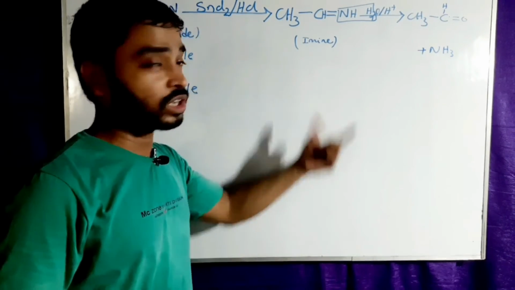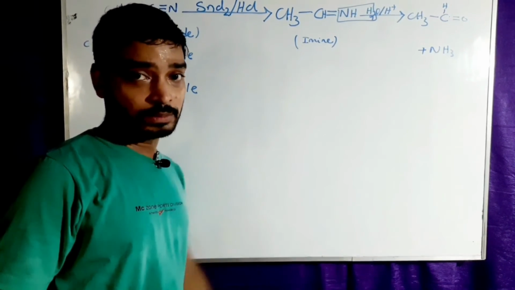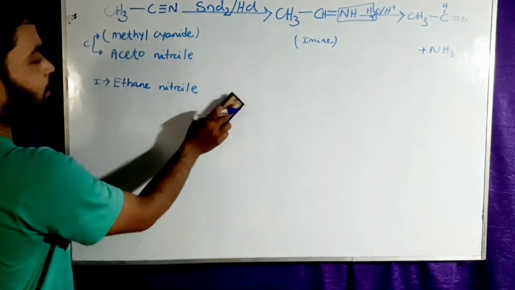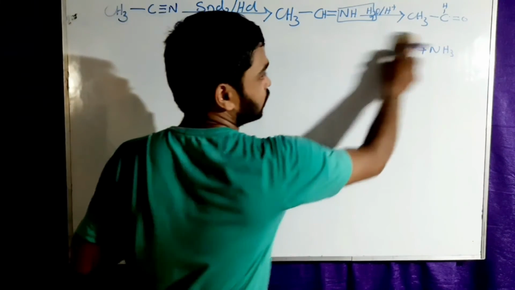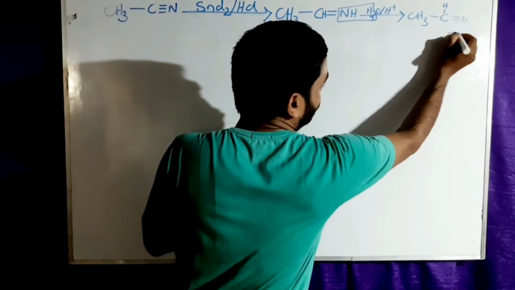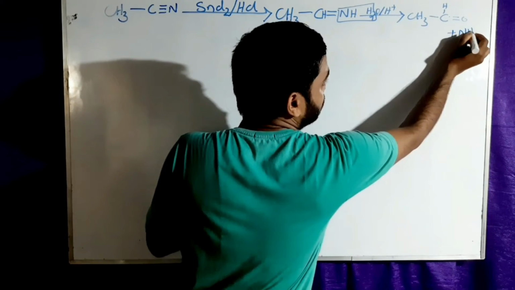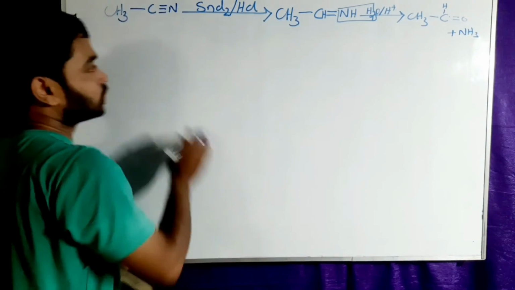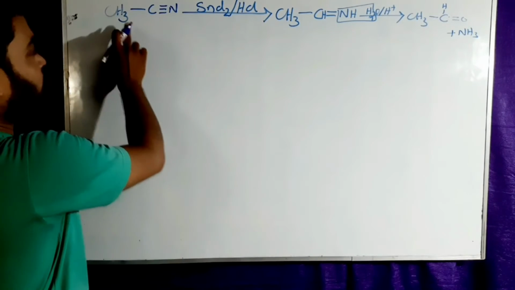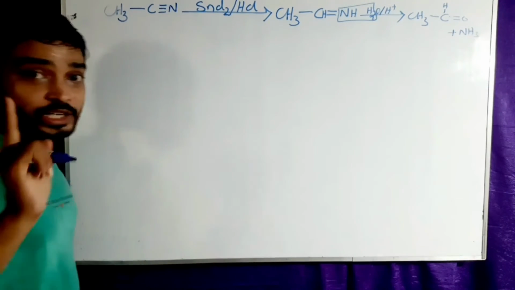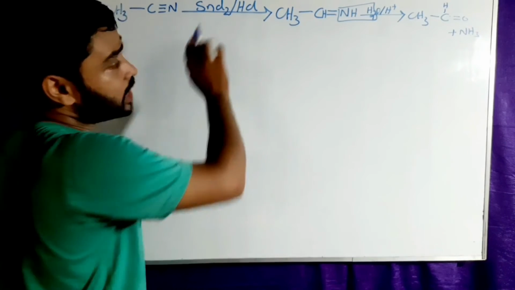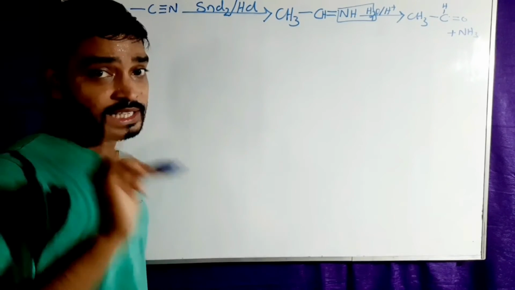So how this process occurred we will understand through the mechanism now. So I am wiping the naming part here, the nomenclature part. I am just taking the ammonia to the top side. So what happened first? This reducing agent, what is the reducing agent here? Stannous chloride over hydrochloric acid is the reducing agent here.